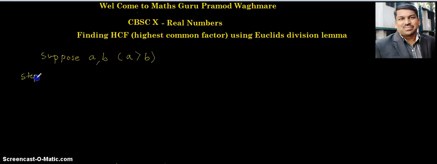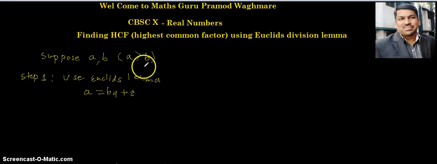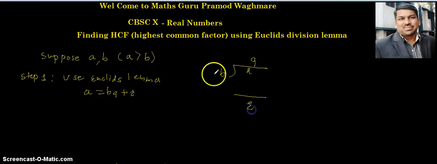So what is step 1? Step 1 is to use Euclid's division lemma to find another two numbers Q and R such that A is equal to BQ plus R. Now the question arises, how do we find Q and R? We know that A is greater than B, so we can divide A by B. After dividing A by B, we get some quotient and some remainder. So we can write A is equal to BQ plus R using Euclid's lemma. This is step 1.